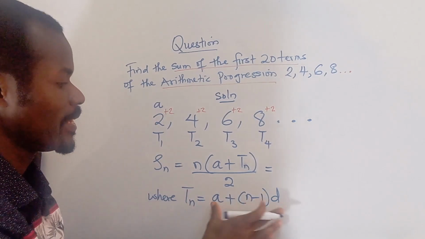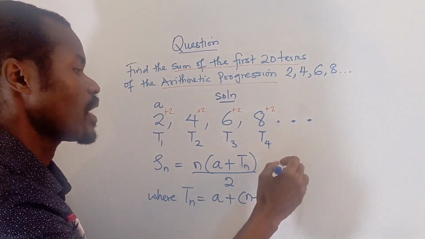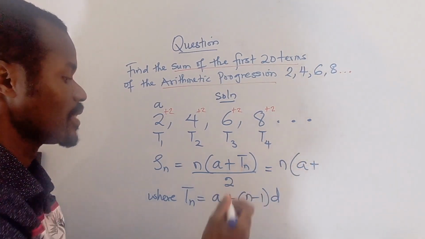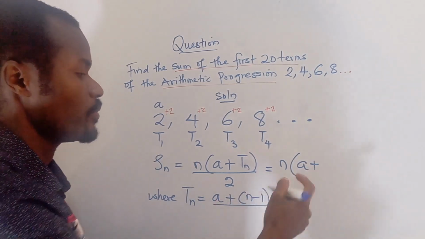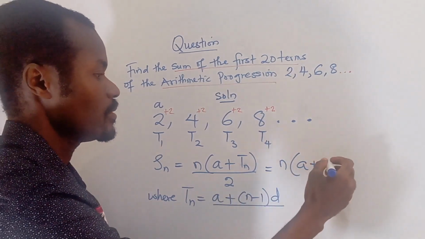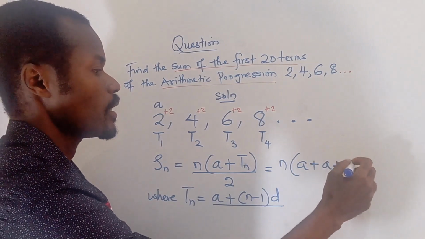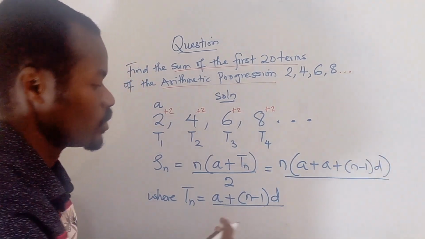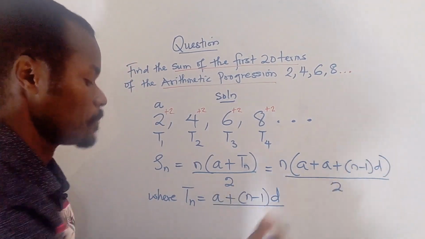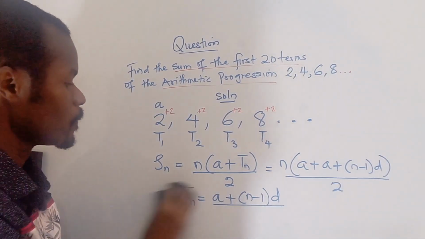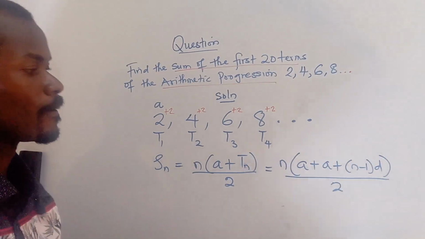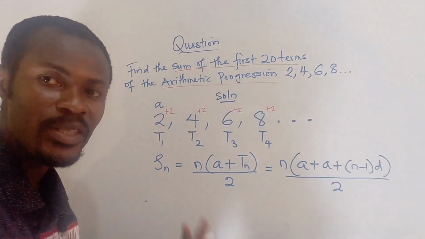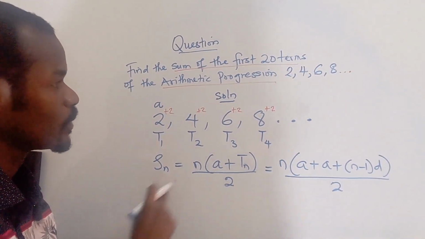Now I can put our Tn, which is this expression here, so I have n into a plus. Now instead of Tn, let's put all this, so I have plus a, plus n minus 1 times d. So all this is going to be divided by 2. So we are going to use this formula to get the sum of the first 20 terms.